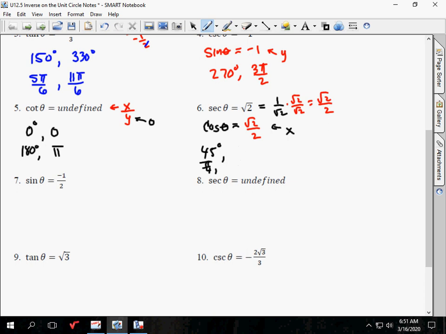All right, and then in quadrant 4 it happens again, and that's 315, and its radian measure is 7 pi over 4.